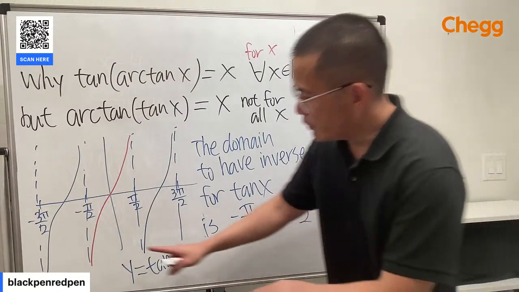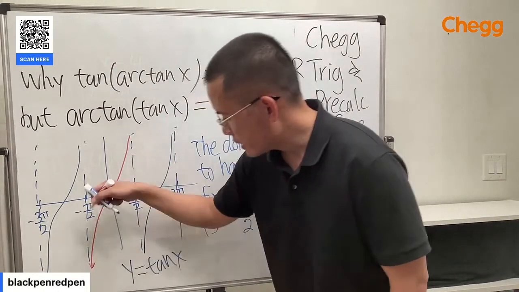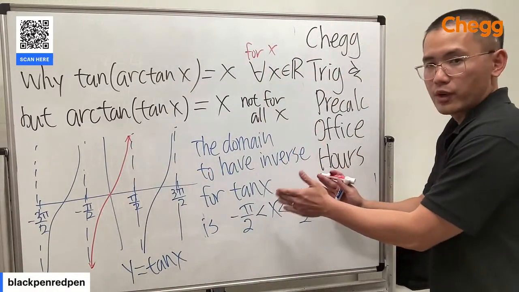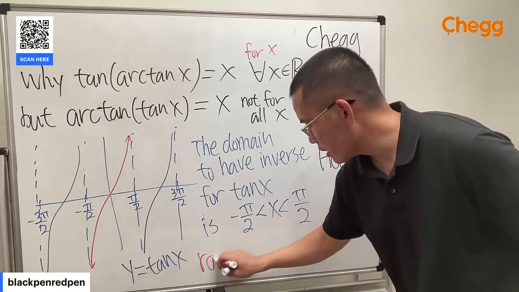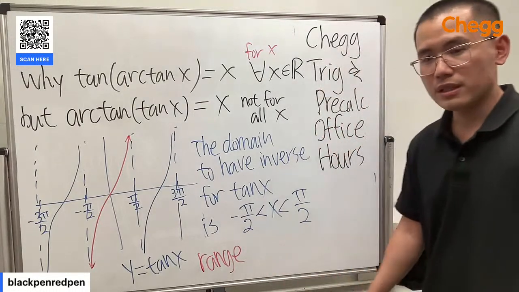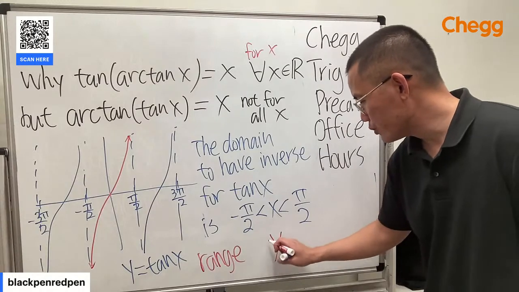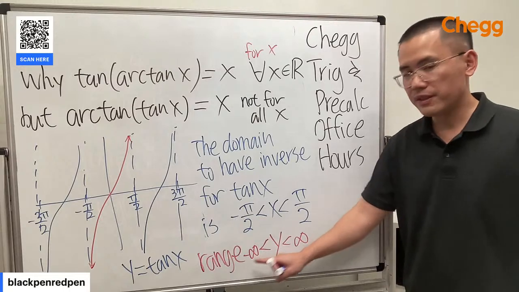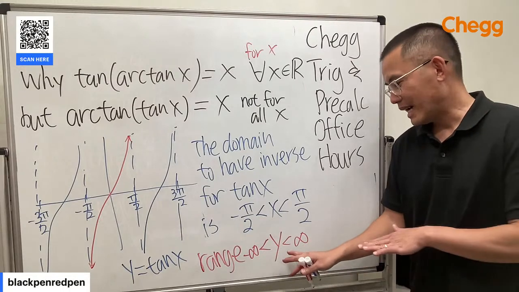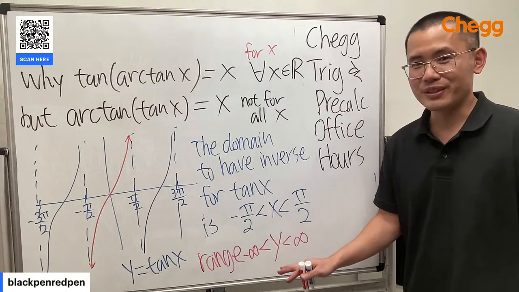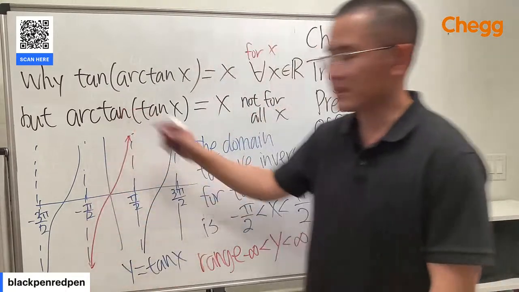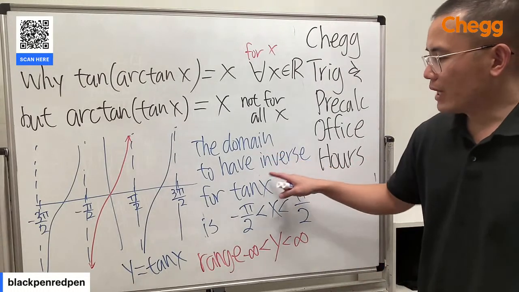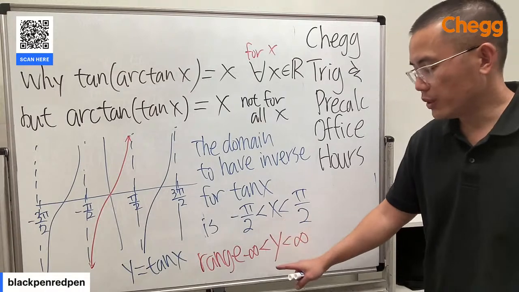Now, if you look at this part, this graph keeps going all the way down and this part goes all the way up. So during this part of the graph, the range of the tangent function, guess what? It's all real numbers. I'm going to just kind of abuse the notation. Y goes from negative infinity to positive infinity. I don't know if people really like this notation or not, but it means it goes from negative infinity to positive infinity. So here's the deal. The domain to have inverse is this, and the range is that.